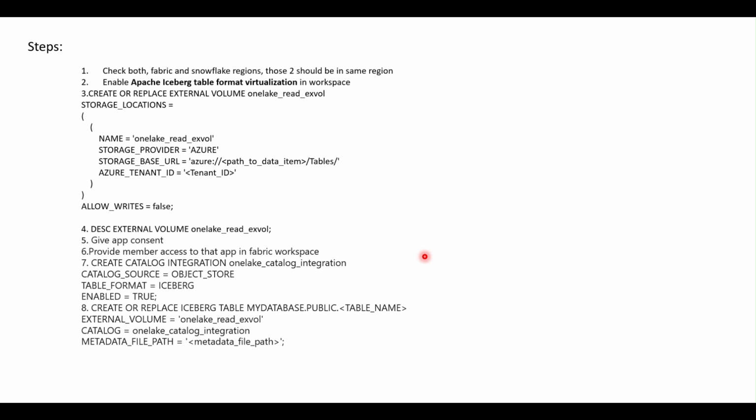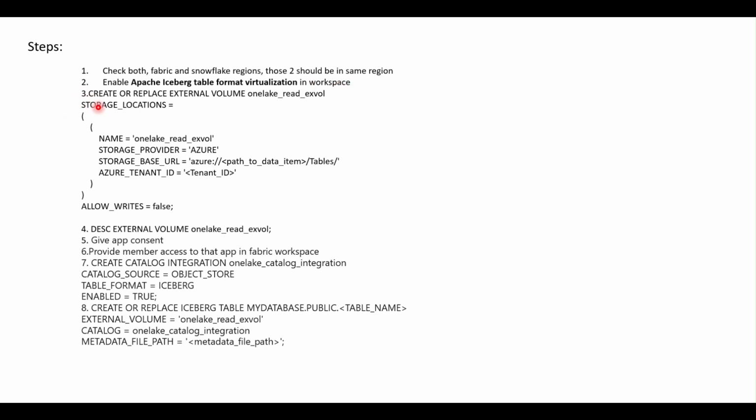To do that, we need to follow some steps. The first step is to check whether both Fabric and Snowflake are in the same region or not. The prerequisite is that your Fabric and Snowflake should be in the same region. After that, we need to enable Apache Iceberg table format virtualization in the workspace. Once we enable it, we will get some metadata files in our Lakehouse.